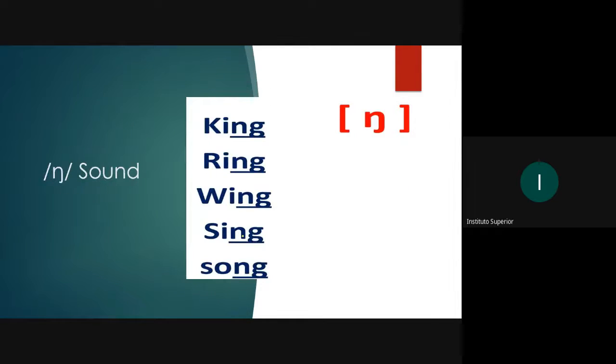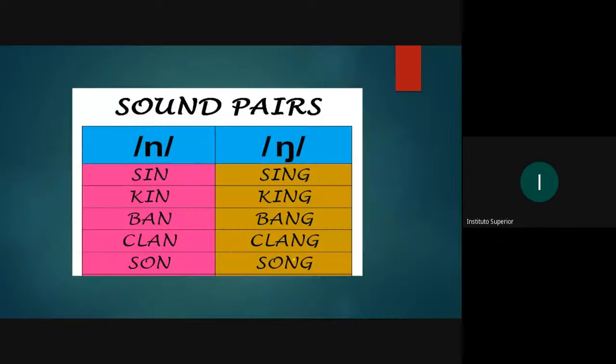Here we have examples. King, king, ring, wing, sing, song. This one, ring, song, and the last one, song. Look at this one. This is why we should be careful with this pronunciation.